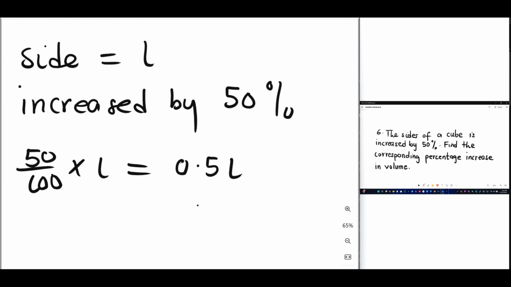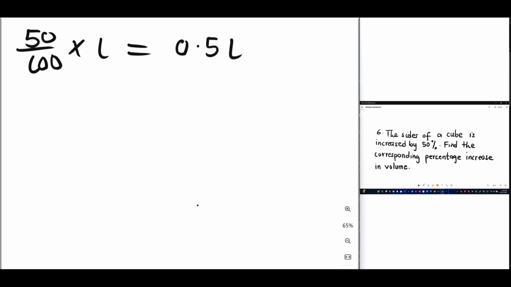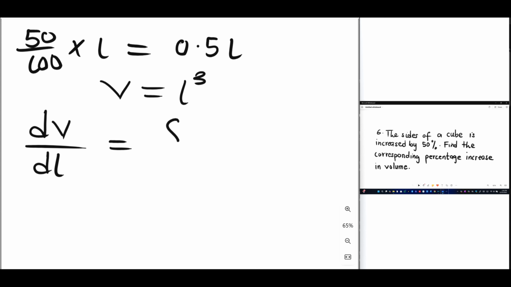All right, now let us continue. Now we are finding the percentage increase in the volume. So let us find our dV by dL. In the formula, the volume is V with respect to what? L. We have a function V in terms of L. So dV/dL is equal to the small change in V divided by the small change in L. Very, very simple.